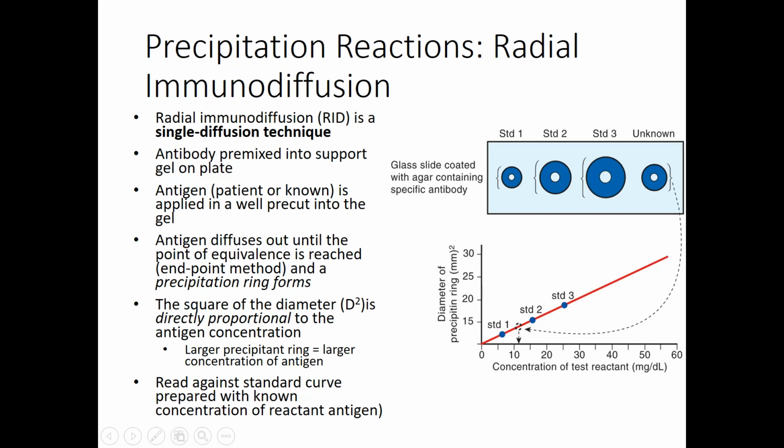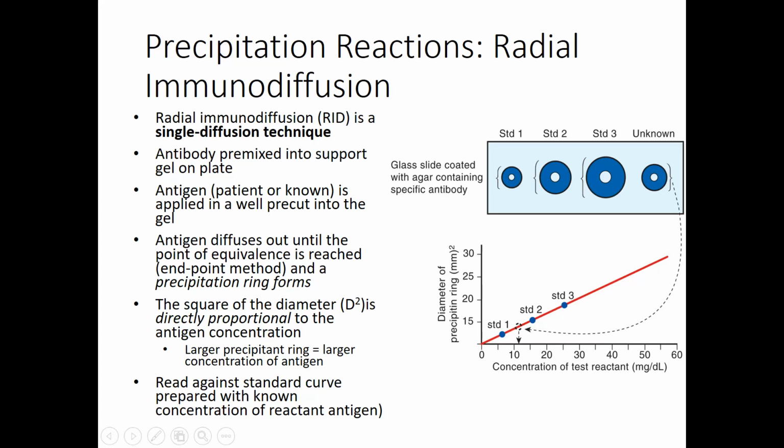What we're going to do from this is a calculation. We look at the diameter of this ring of precipitation, and we're going to square it. And that's going to be directly proportional to the antigen concentration. So if standard 1 is the low standard and standard 3 is the high, you can see that standard 3 has a much bigger diameter than standard 1. So the larger the precipitant ring, the larger the concentration of antigen. And so we're going to read it against a standard curve.